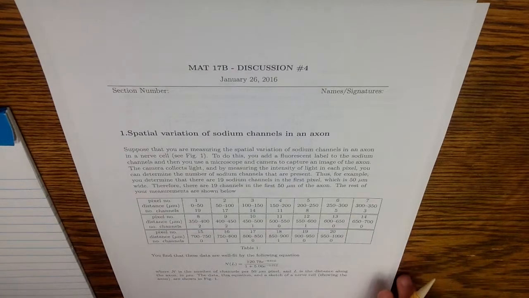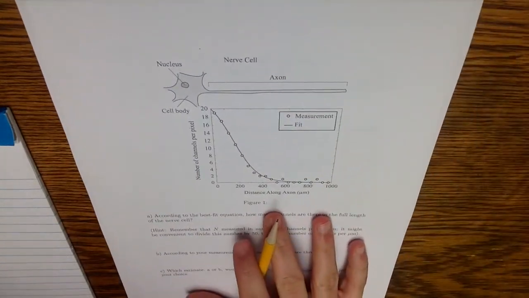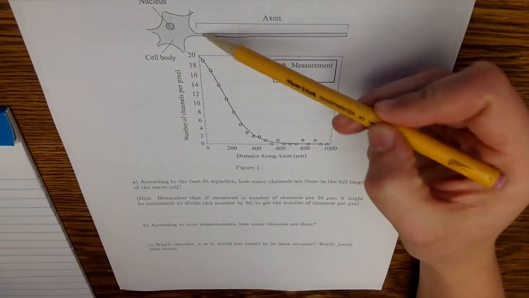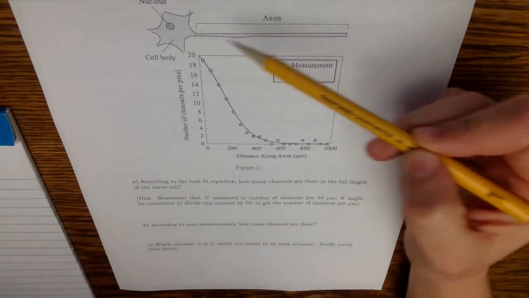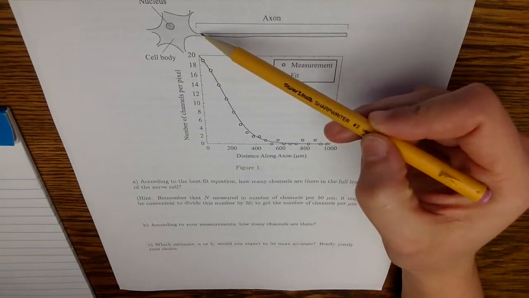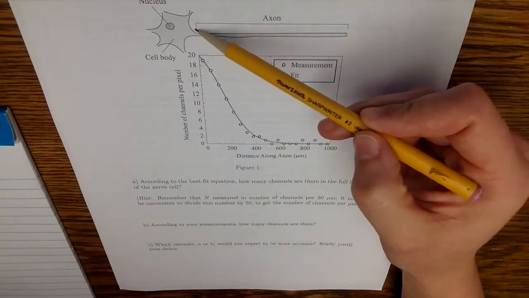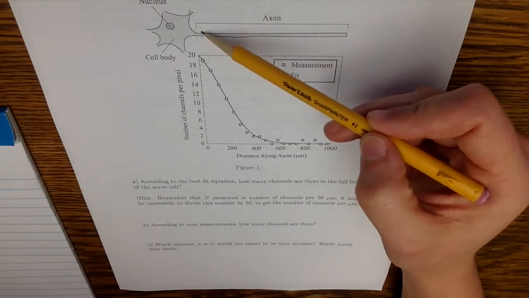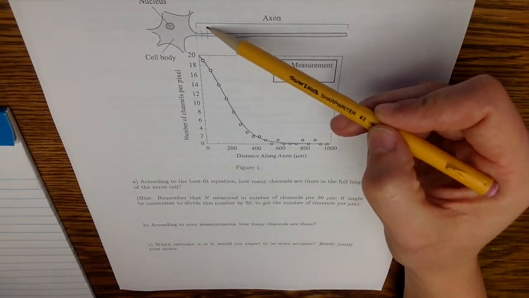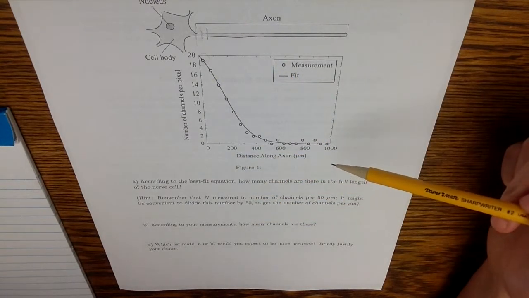Okay, so if we go to this next page, they give us a nice picture. The picture shows us that as we move along this axon, we count 19 channels, and that's in the first 50 micrometers, right? So this isn't a continuous measurement. This is a discrete measurement. In this first 50 micrometers, we count 19. Then in the second 50 micrometers, we count 17 and so on, okay?